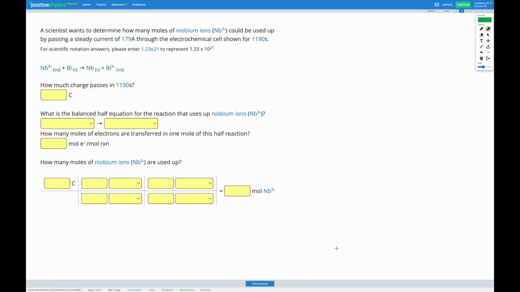In this question, a scientist wants to determine how many moles of niobium ions, Nb3+, could be used up by passing a steady current of 179 amps through an electrochemical cell for 1,190 seconds. So that's our question. Our goal is to figure out how many moles of niobium ions, Nb3+, will be formed. We've been given the chemical equation here, showing what's going on in the electrochemical cell.